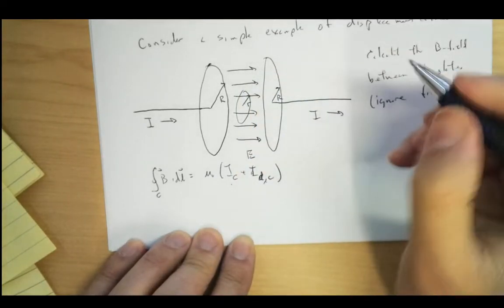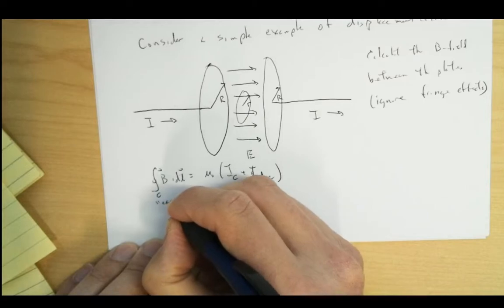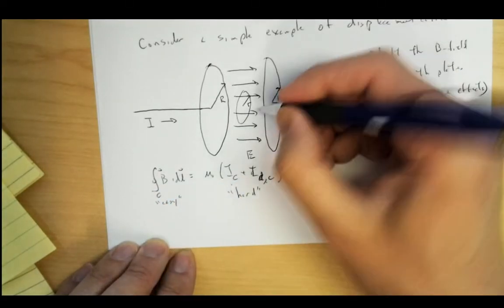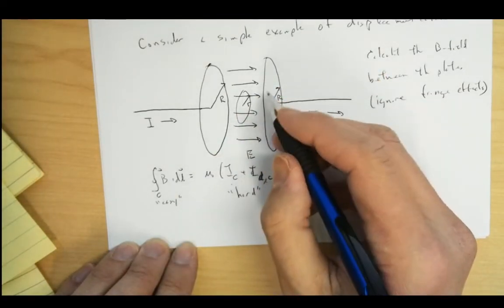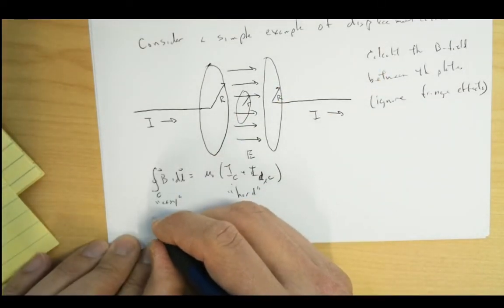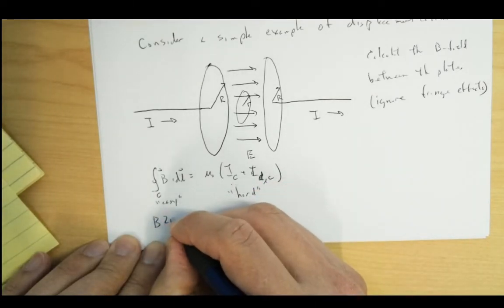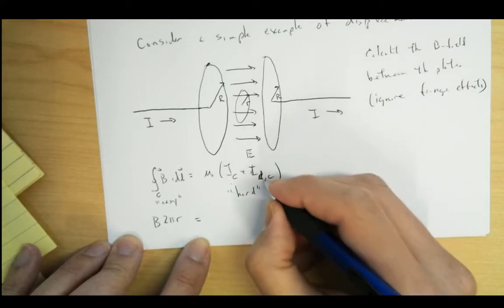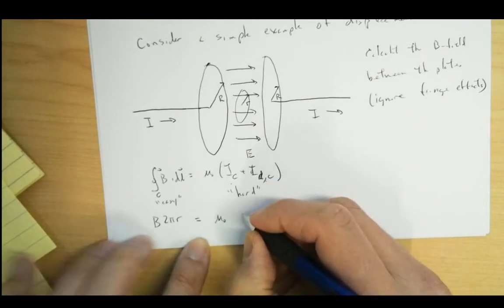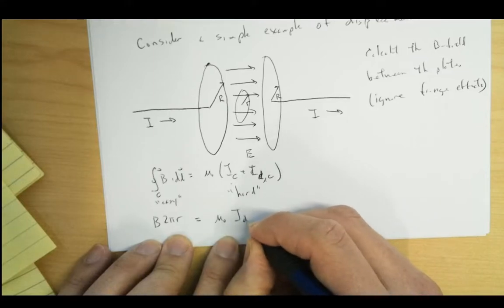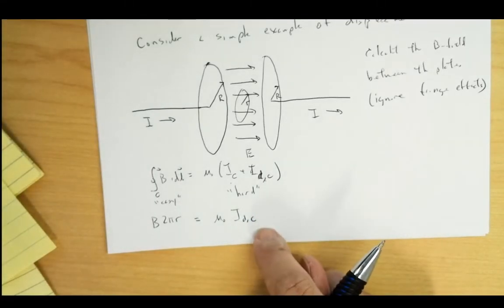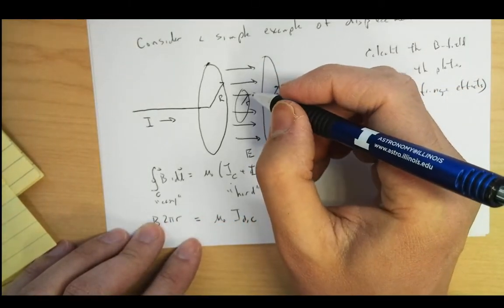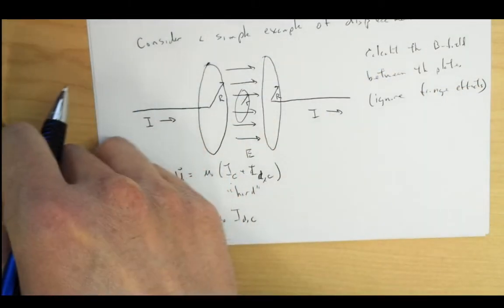Again, this side is going to be easy, and this side is going to be hard. Because this is easy, you can make the arguments on this side. This has to be some constant B times 2 pi r. That's how that argument works. This is going to be equal to mu 0 I_d,C. So that's the hard part, which we've got to figure out. Let's try to figure out what this thing looks like.